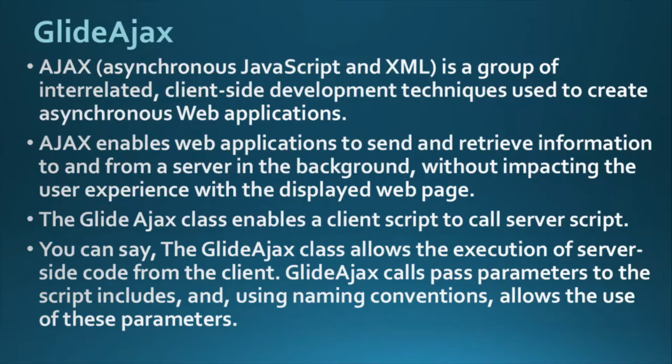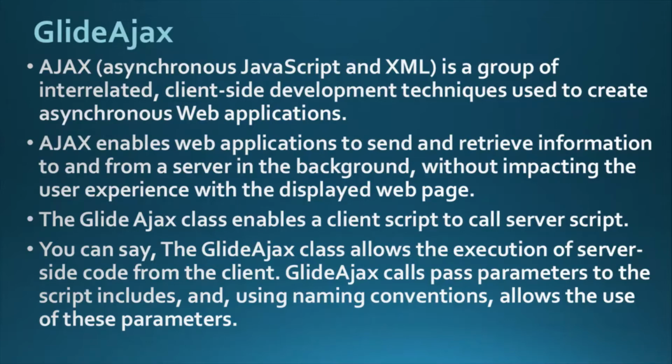So the Glide Ajax class enables the client script to call a server script asynchronously. Whenever we are making any call, the user doesn't have to wait. The user will get control immediately. So I think it is quite clear why we use Glide Ajax so much. It doesn't affect the performance either because it is not halting the user. And you can say the Glide Ajax class allows the execution of server-side code from the client side, and Glide Ajax calls pass parameters to the script includes, and using a naming convention allows the use of these parameters.